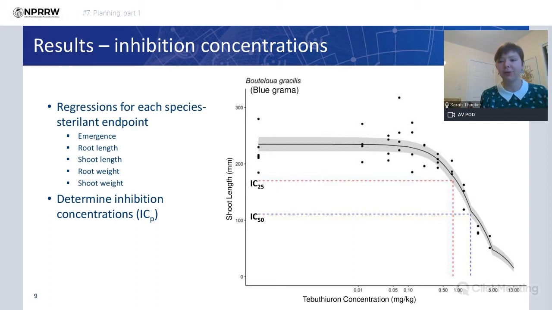So once we fit that regression, we can then assess inhibition concentrations. The IC25 would be the concentration at which there's a 25% reduction in shoot length, and the IC50 would be the concentration at which there's a 50% reduction in shoot length. You can see those are drawn out on the graph there.